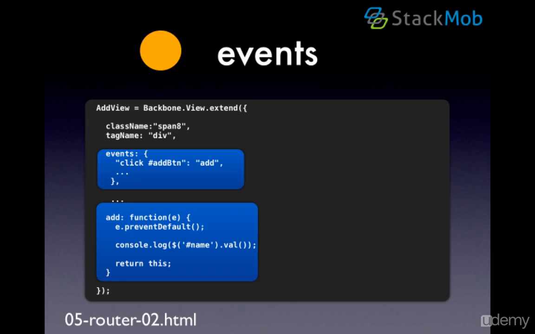Inside of my view, I have a new method after render called add, and it gets passed an event object. I'm calling prevent default, which will prevent the button from submitting the form or linking to another screen. I want to prevent that from happening, and instead I just want to grab the value out of my form field and output that to my console log.